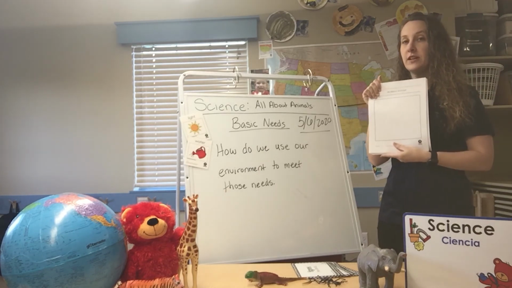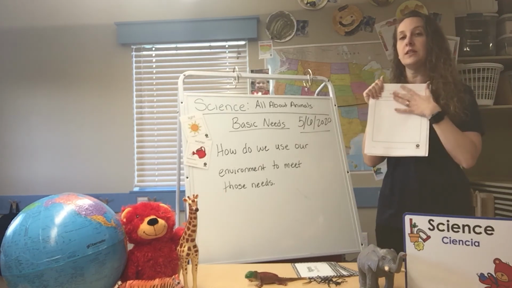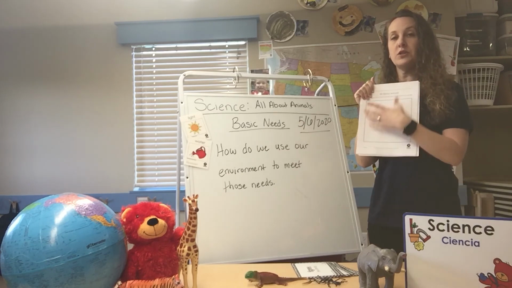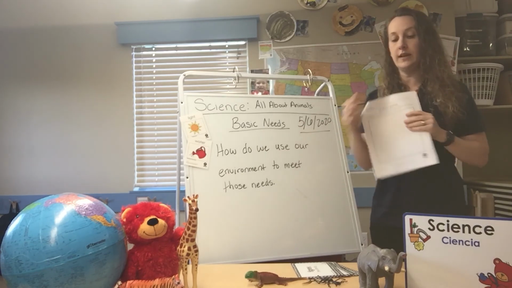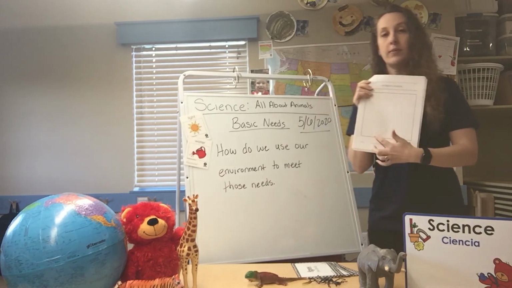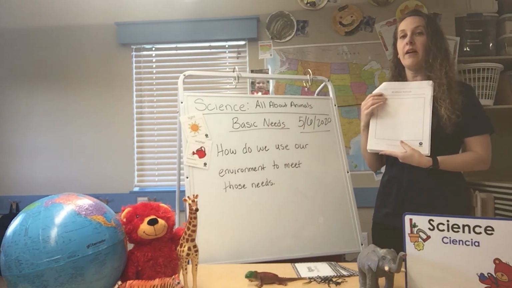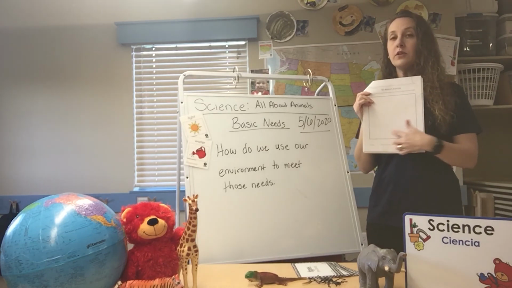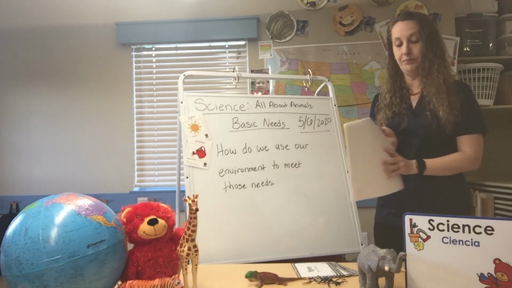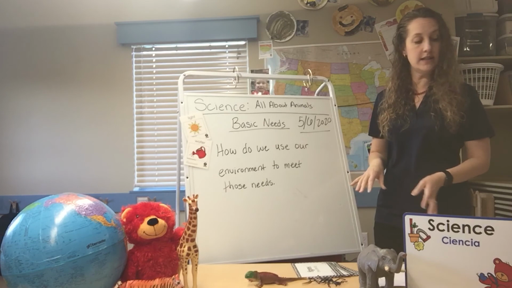Not fictional animals. I don't want to see unicorns and things like that. If you want to draw a horse, you can draw a horse, but I want to see real animals, and I want you to talk about how they're alike and different. Think about their basic needs, what they need to survive, if they're the same or if they're different, okay? And you're going to write that out. All right, have fun with this, guys.